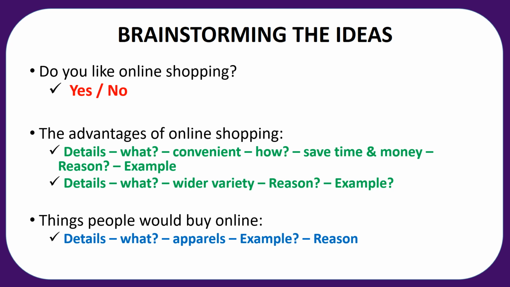And then things people would buy online. So things, what is it? The first one is apparels. Apparels basically means pakaian, attire. And then we can give examples, we can give reasons. And then another one, details, what is it? We can give things that people buy online is food, right? Then we give example, we can give reason.